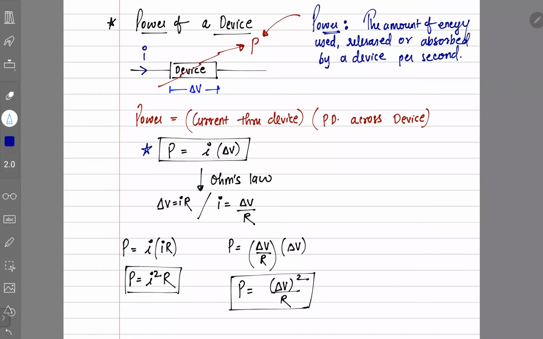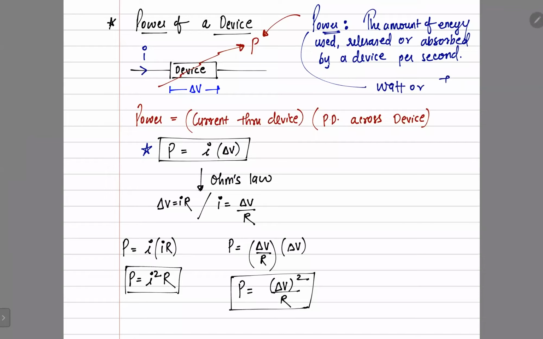Now, I will very quickly repeat this. Everybody will pay attention because there is a demand to repeat it. See, power of a device. If you have any device, that device is going to utilize energy in some form, electrical energy. So power is how much energy is utilized in every second. That is called power. The unit of power is watt, also written as joules per second, where joule is the unit of energy and second is the unit of time.